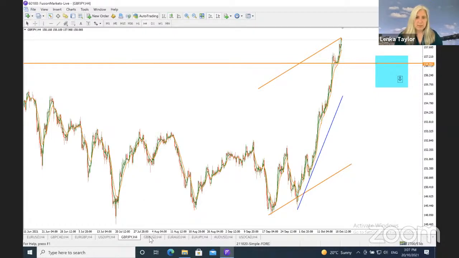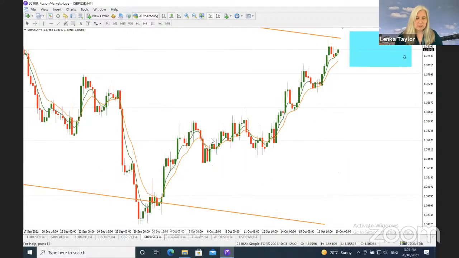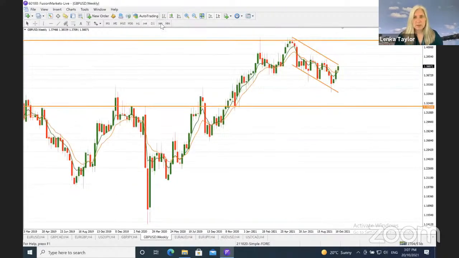The next currency pair I'm going to be having a look at is GBPUSD. And GBPUSD, I'm looking for short. So this one, we've had that channel going downwards. We're now at the top of the channel.